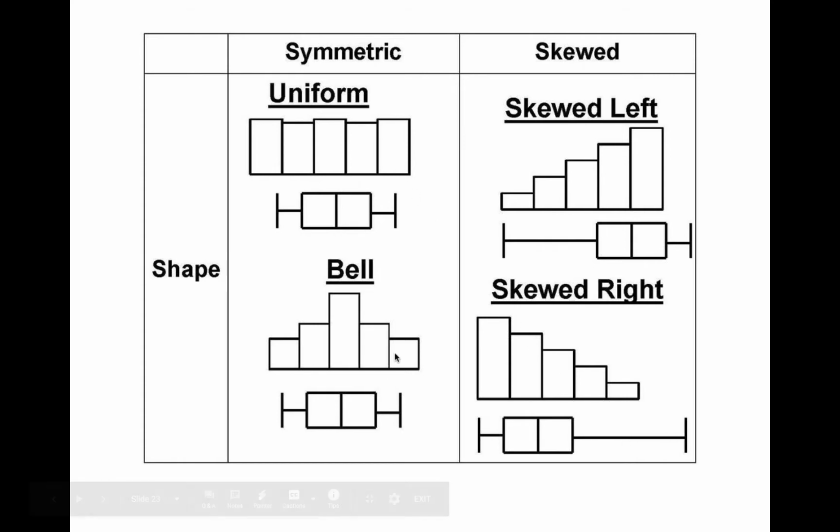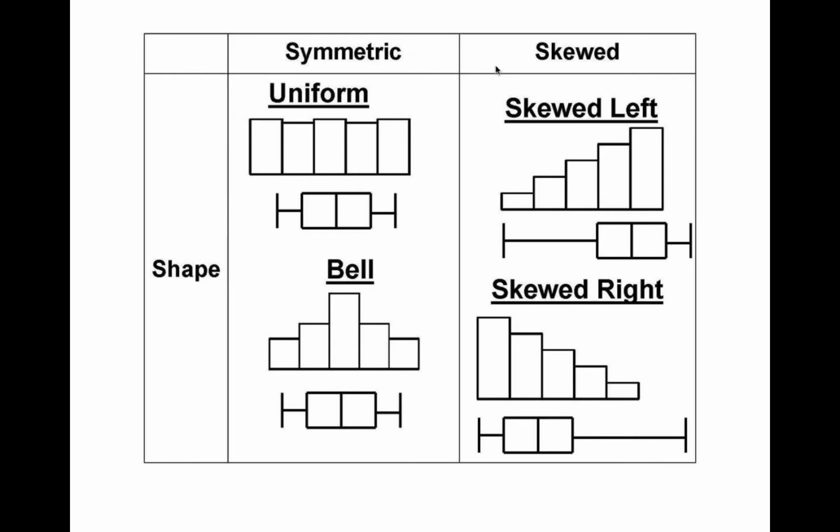Not every set of data is going to look perfectly like one of these four options, but most of the data will form some sort of pattern. Either symmetric, where when you fold it in half it matches up, or it's skewed, where you have unusual data, high or low, from the rest of the data.